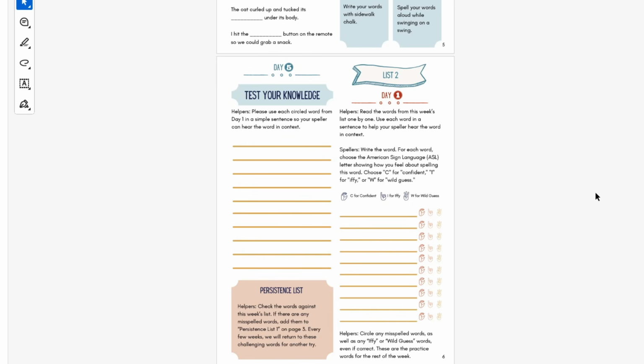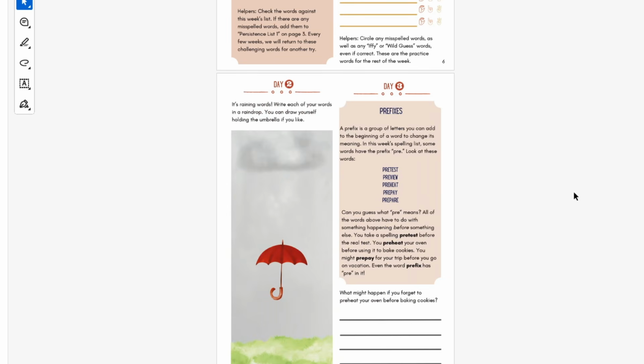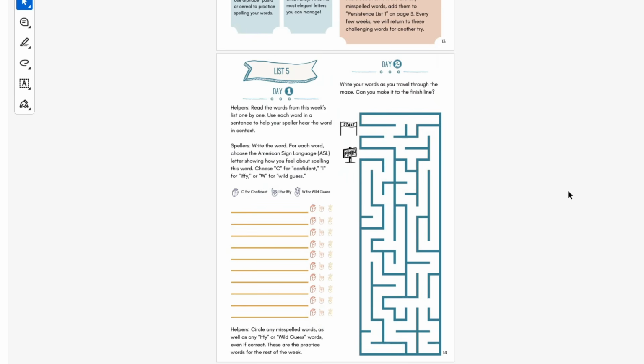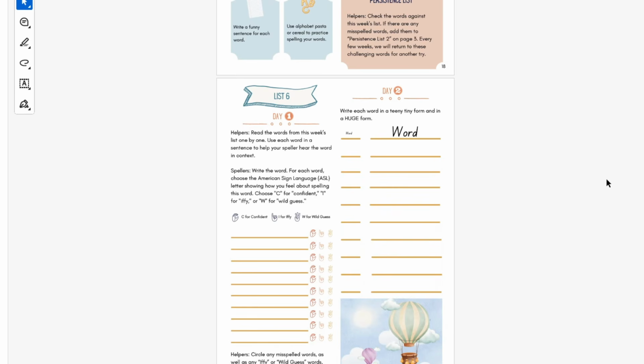So I'll show you some of the other ideas. Here's an example of one of the day 2 ideas where it's raining words. You write all of your words as a raindrop or as rain, and you can draw yourself if you want to. Here's another one on the second day where they're actually writing their words as they go through a maze and try to make their way out of it. Here's one where you draw each word as tiny as you can and then as gigantically as you can, given the space that you have. So it's just different cute ways to practice your words and feel comfortable using them in a kind of fun and friendly way.